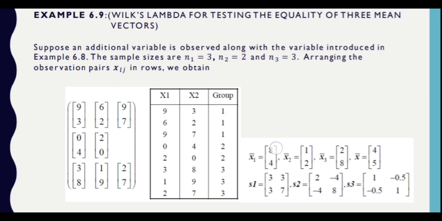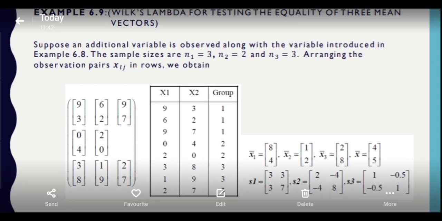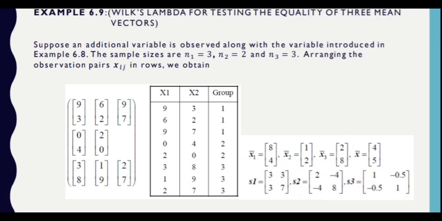How you get 8 here? 8 ni means that the mean for first variable in first population. How you get 8? 9 plus 6 plus 9 divided by 3, you will get 8. How you get 4? 3 plus 2 plus 7, you will get 4. Okay, mean vector x2 bar here will be the mean vector for second population. How you get 1? 0 plus 2 divide 2. How you get 2? 4 plus 0 divide 2.